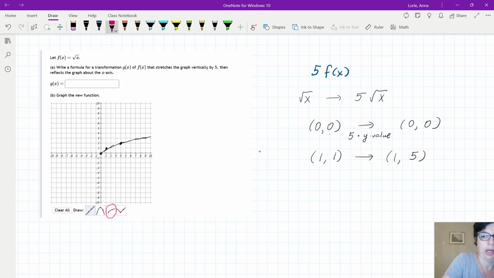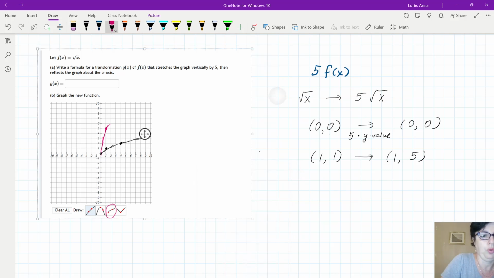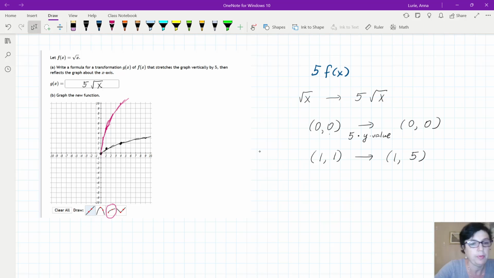So let me go ahead and draw that. (0, 0) stays the same, but the other one will become (1, 5). So you can see what's going to happen, right? The next one, for example, which you don't need, is (4, 2). 4 stays the same, but 2 will become 10, and so this is going to be here. So this is how it will go. So far, what we've done is we just stretched it vertically by 5. So that would be 5 square root of x over here.